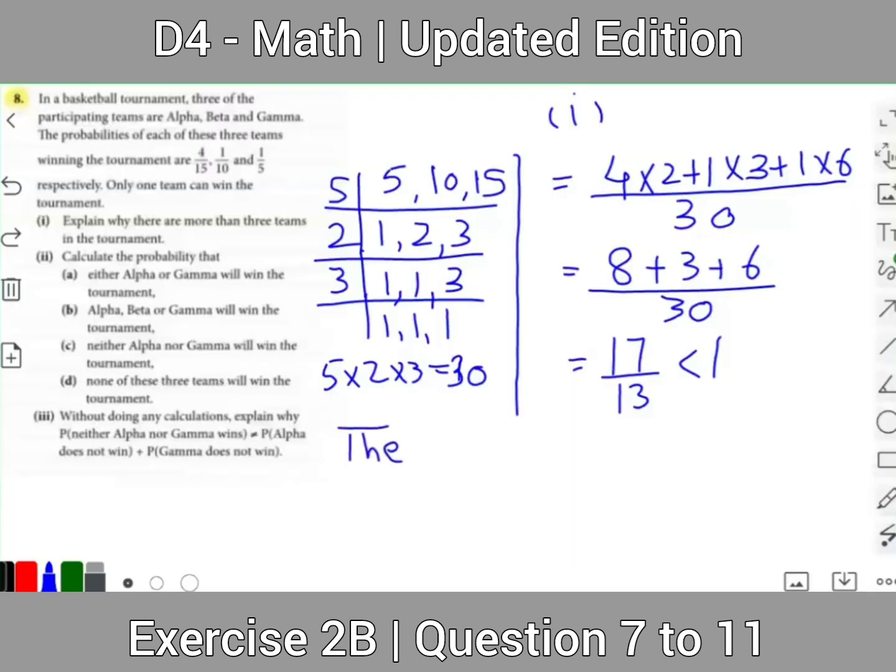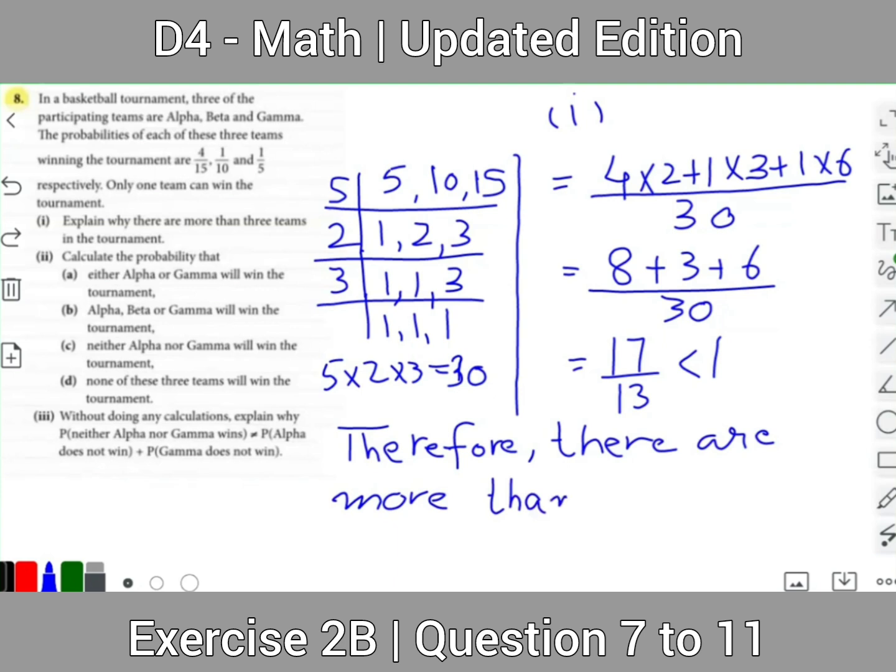Therefore, there are more than 3 teams in the competition. There are more than 3 teams in the tournament.